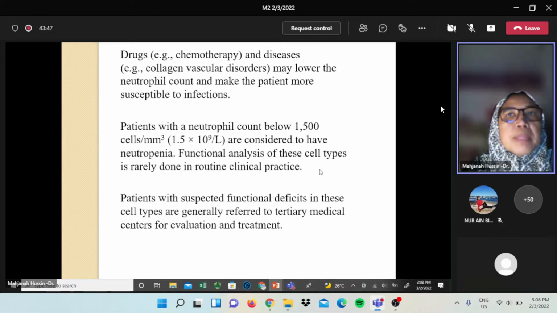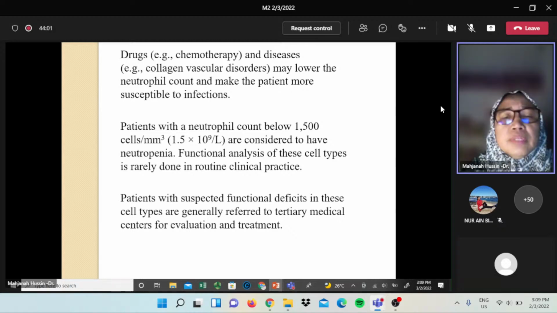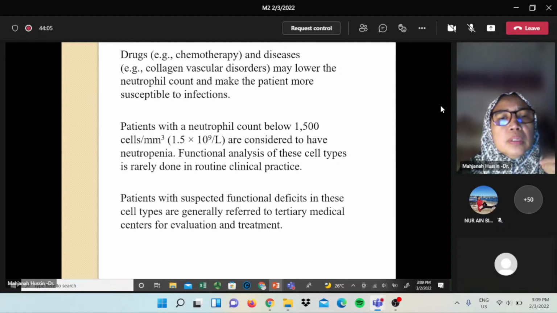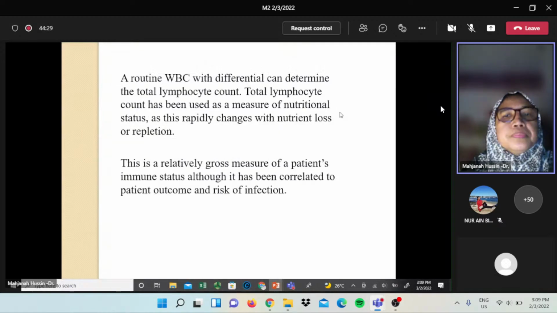You have to ask for it if you suspect why you have infection all the time, or why it takes so long to recover. It's probably that the neutrophil never gets to an amount where it is strong and mature. It's always at the left where it is immature. So those kinds of people will have to go to a clinic to be referred, evaluated and get treatment.